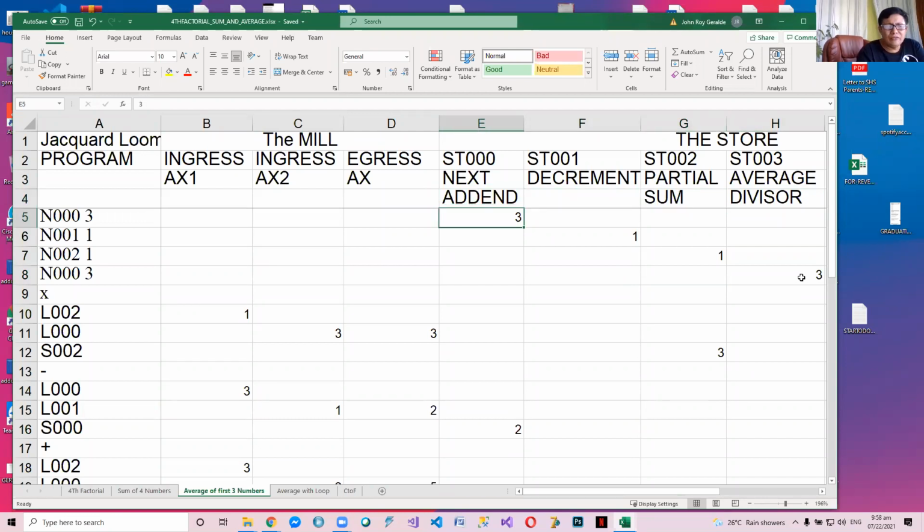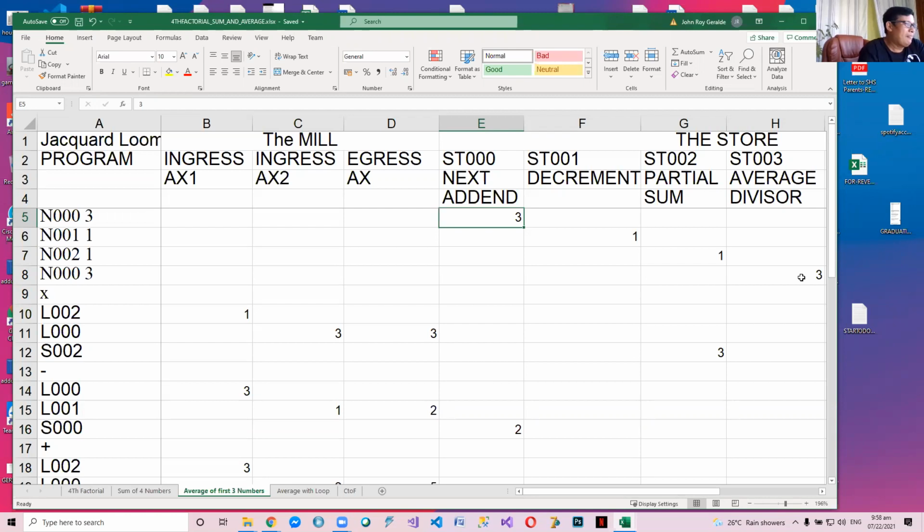Okay? This is no different from the computation of the first 4 numbers because we'll just compute the sum of the first 3 numbers the same way, which is eventually shorter, and then we will divide the final sum with the divisor 3. Do you follow?